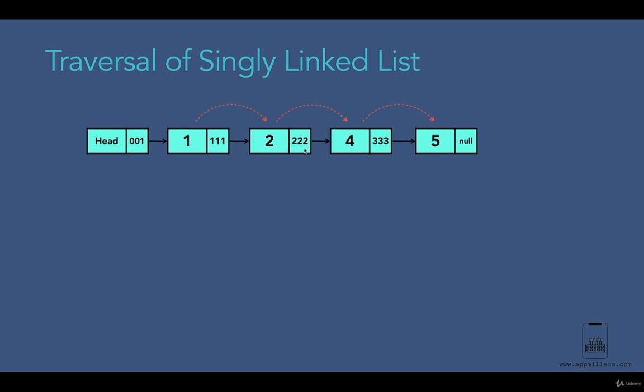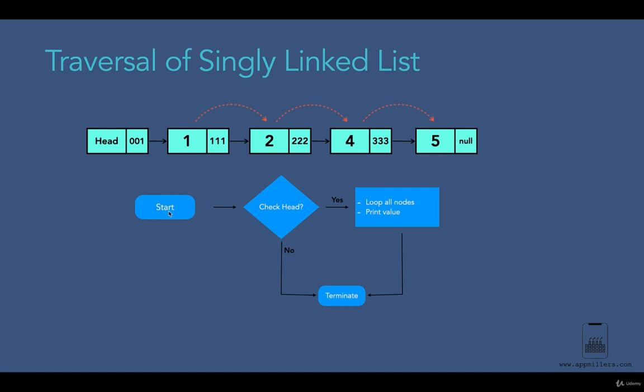So let's see how the algorithm of this traversal operation looks like. The algorithm will start from here. The first thing that we are going to do, we are going to check if head is equal to null or not. If head is equal to null, it means that our single linked list does not exist. So this means that we cannot continue to traverse the elements because we don't have any element in our single linked list. So we will terminate our algorithm over here. As you see, if head does not exist, it will continue to the termination.